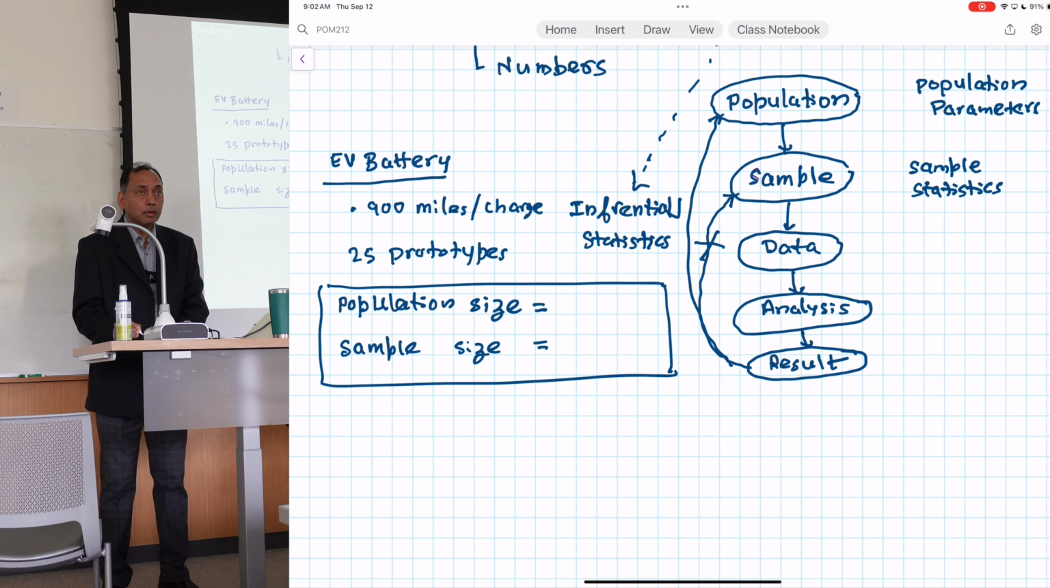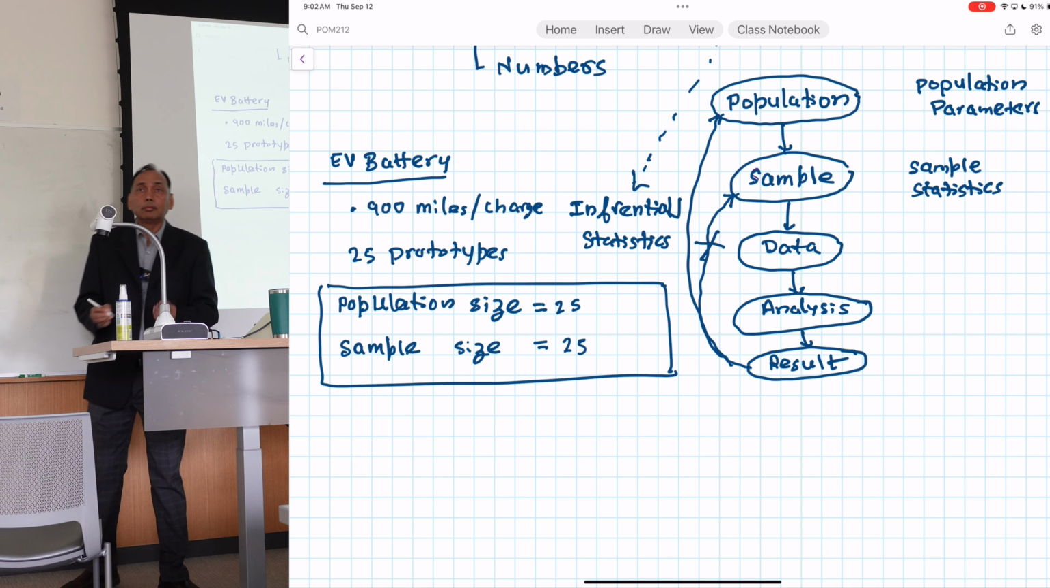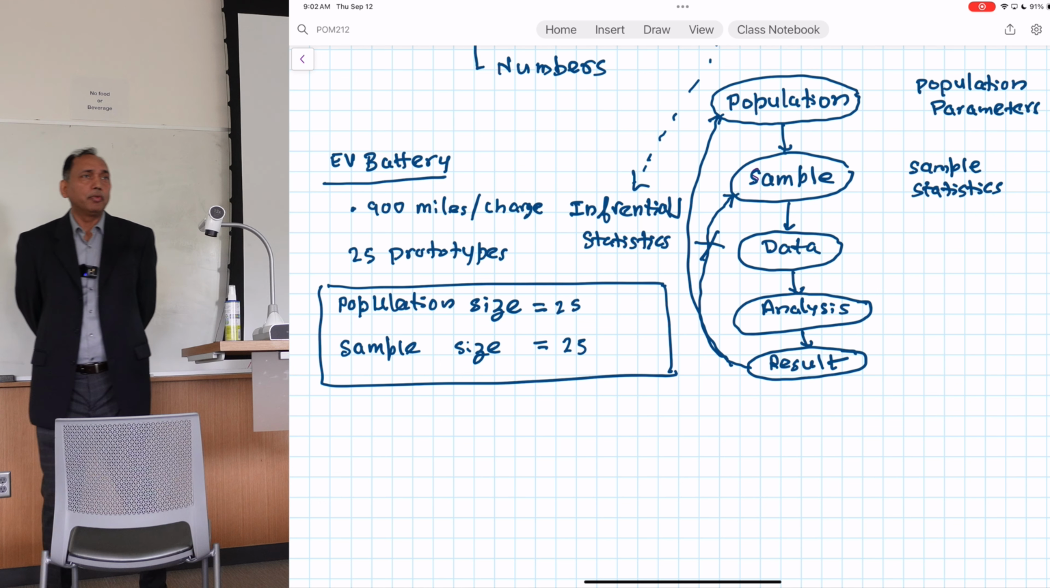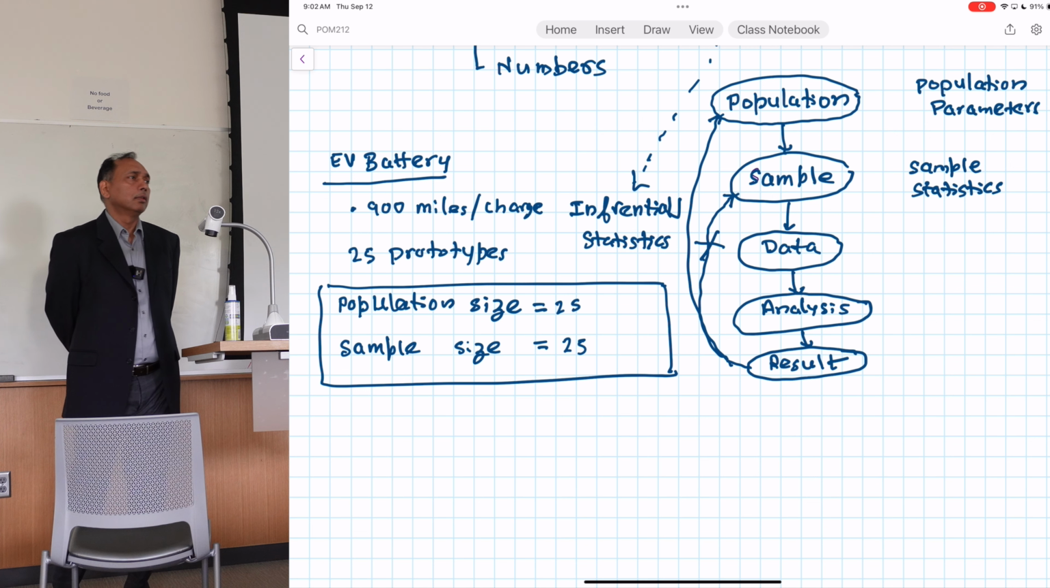Okay, this might be wrong. They have made 25 prototypes or samples and tested all of them. 25. So I'm just writing it down and then we'll see. One option could be both are 25. Any other thoughts?